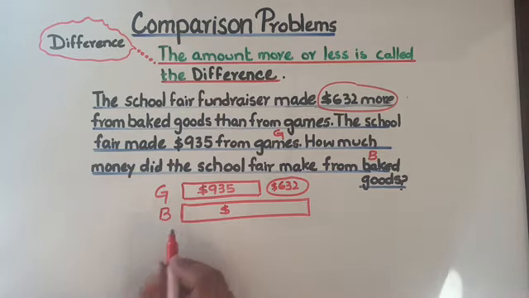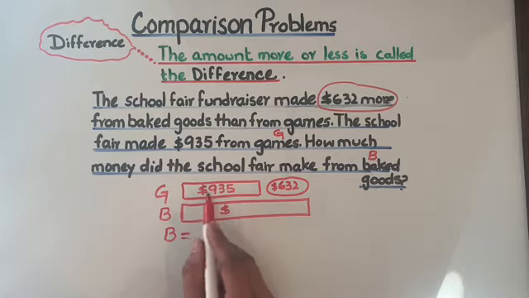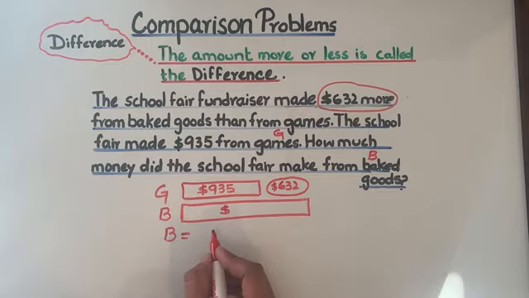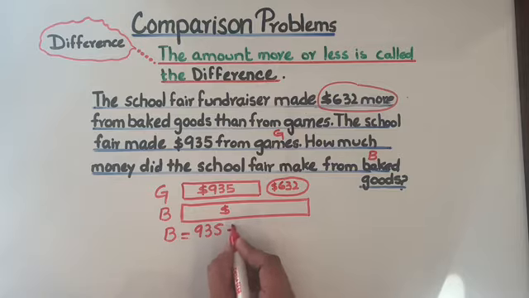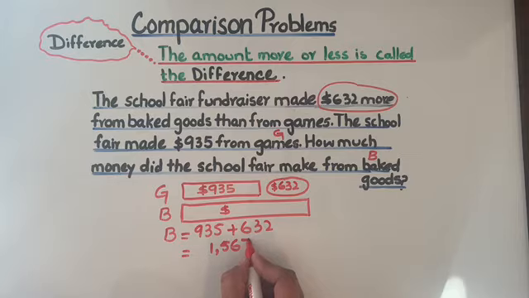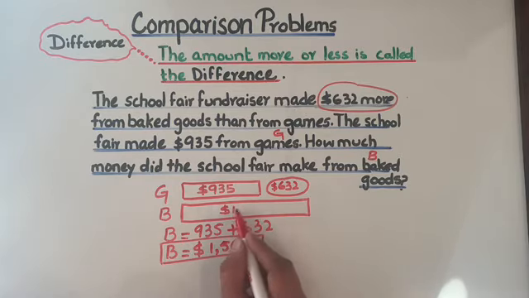This is a very simple question. I'm going to put this B on the left side of the equation, and I will use these two amounts on the right side, and I will add them to get the baked goods amount. 935 plus 632. When I add it, my answer will be $1,567. So this is the amount of the baked goods, and I'm going to write it here.